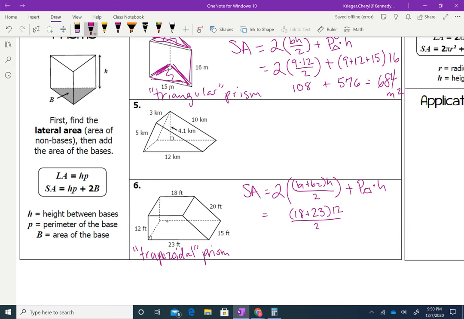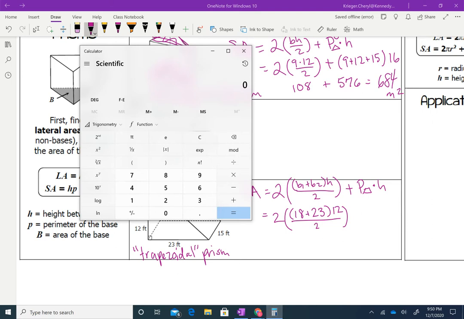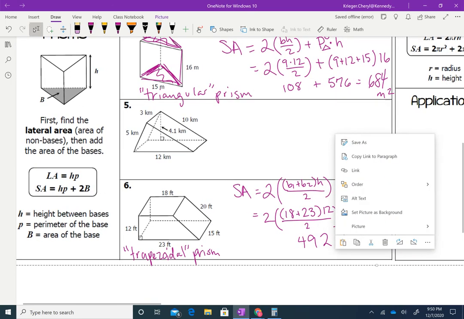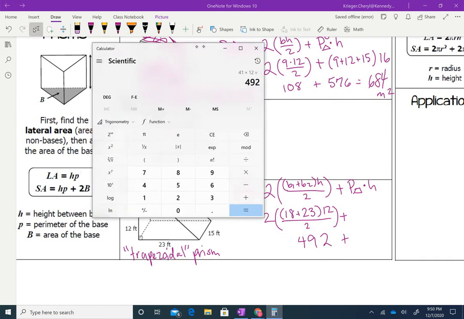The formula for a trapezoid is multiplied by 1/2 or divided by 2. Okay, and there's 2 trapezoids, so that's why it's times 2. So 18 plus 23 is 41 times 12 divided by 2, times 2 cancels. So this portion of it, the 2b portion, is 492 plus the perimeter of the trapezoid.